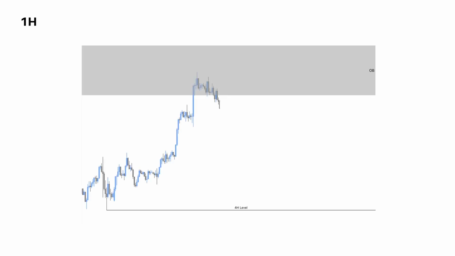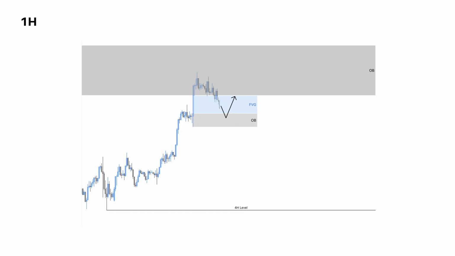On the 1-hour chart, things become more interesting. Unlike the higher time frames, the short-term direction is bullish. The latest impulsive move has created an imbalance showing strong demand. We can mark the candle responsible for this imbalance as our order block zone. To refine the area further, we can also include the wick of the next candle. When price reaches this 1-hour order block, we expect a battle between supply and demand.